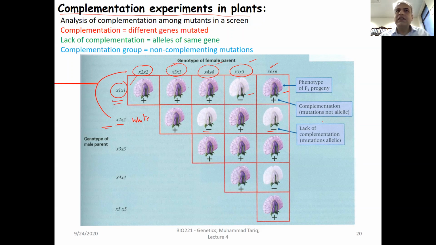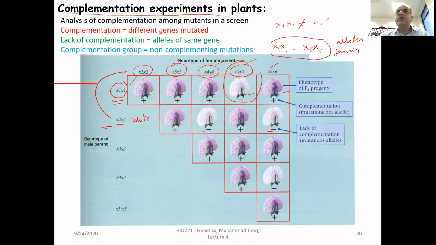Very good. But in all the other ones, it is complementary. Very good. Okay. So what are mutant 1 and mutant 5? X1, X1 is equal to X5, X5. These are alleles of the same gene. Clear? Yes, sir. And X1 with X2, X3, X4, X6, these are not alleles of the same gene. X1 is not an allele of 2, 3, 4.